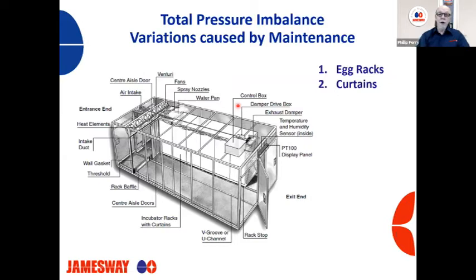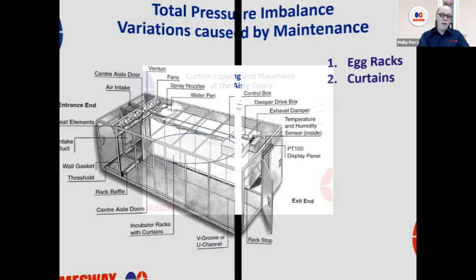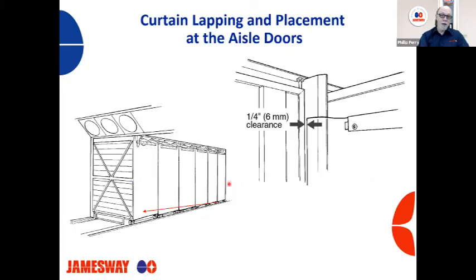We need to make sure that they are overlapped correctly. As we come down, the end one should be inside of the next one coming down, so that air will not be escaping out or entering through these sides. If curtains aren't put on properly, or if you don't have good curtain maintenance.